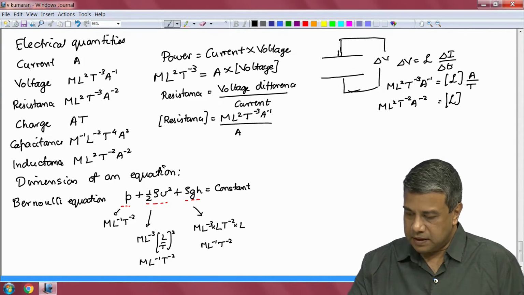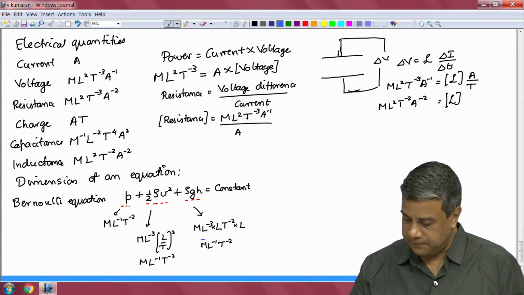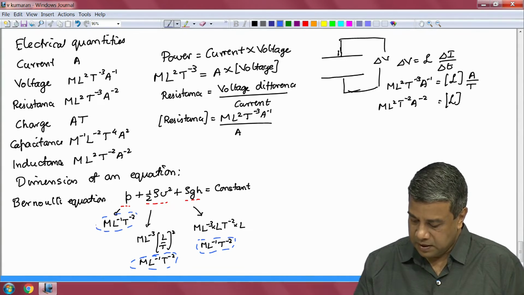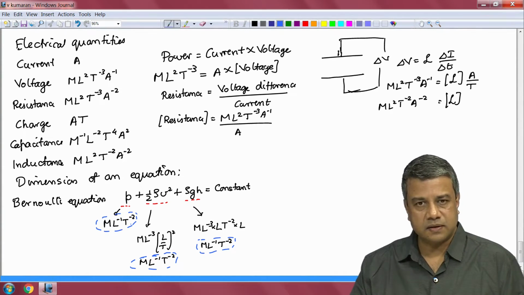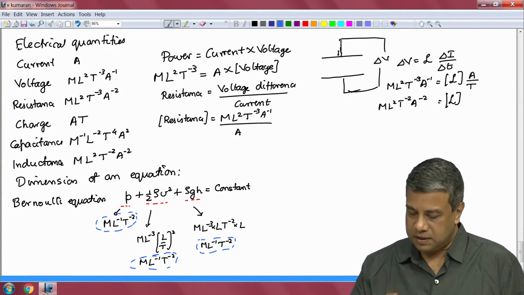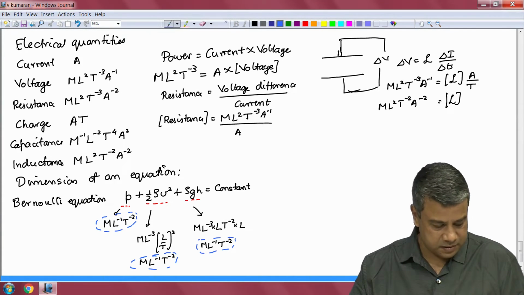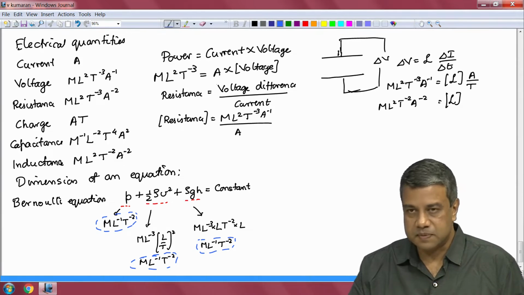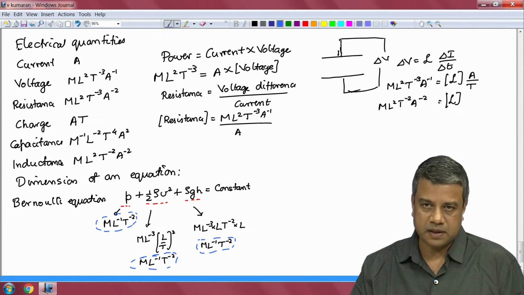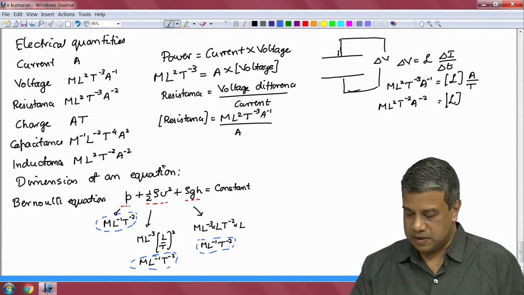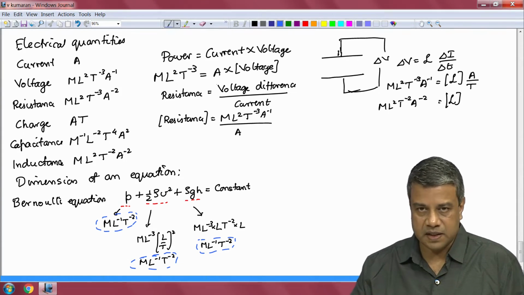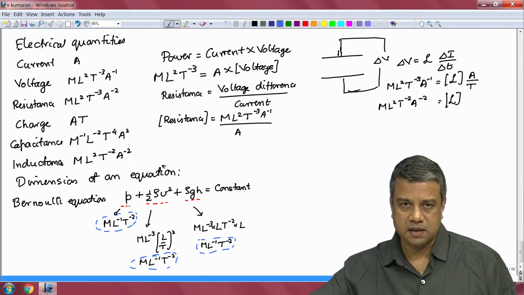So, you can see that the dimensions of all of these terms are the same. And that is the dimension of the equation. Therefore, the dimension of the constant on the right side also has to be the same. So, all equations will have dimensions. In this particular case, the equation is an algebraic equation, and it has the same dimension as pressure, because each additive term in the equation has units of pressure.